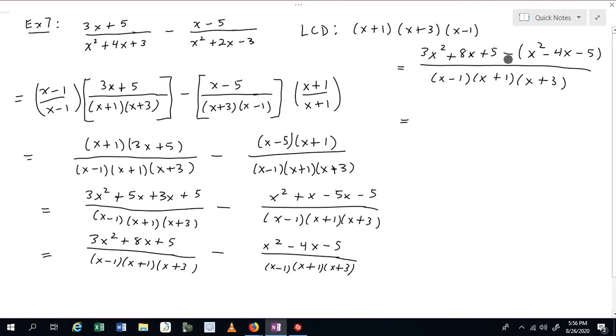Okay, and so we have to subtract this entire polynomial, and so that's why I put it in parentheses. We have to distribute this minus sign to each of the three terms, okay? And it's just going to change the sign of each of them. So this is going to be, let's write this out, a minus x squared, a plus 4x, and then a plus 5. Okay, so they just change sign, minus, plus, plus. Okay, all over the common denominator.